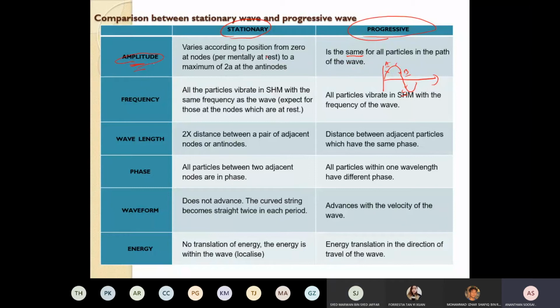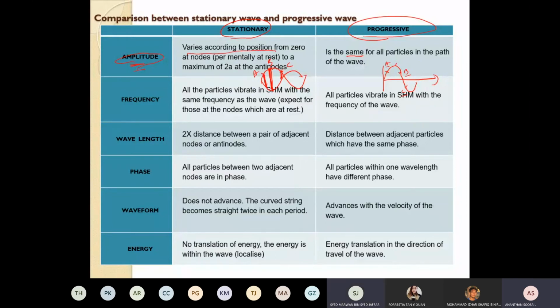But in a stationary wave, do all particles have the same amplitude? Take the stationary wave with two loops. You have particle A, particle B, and particle C. Particle A only oscillates here. This is the oscillation of particle A. Particle B goes from here to here, up and down. Particle C is somewhere here. And particle D at the node doesn't have any amplitude at all. So tell me, do the particles in a loop have the same amplitude? They have a variety of amplitudes, varying according to position.